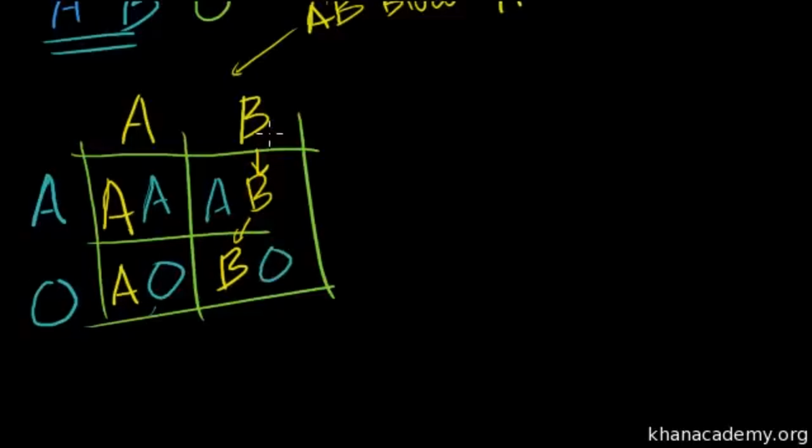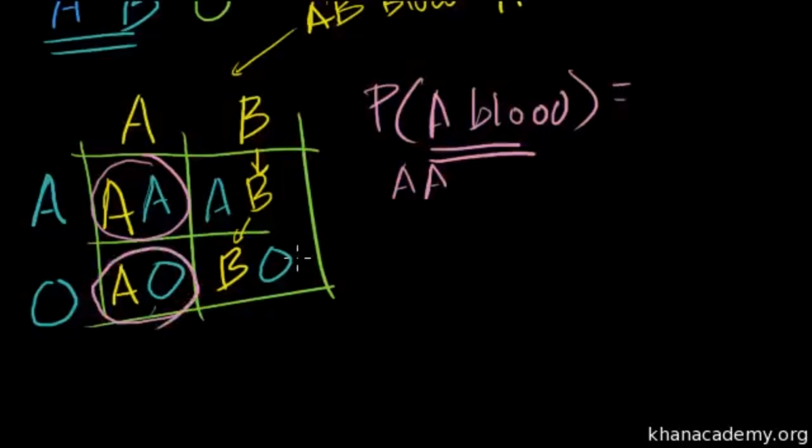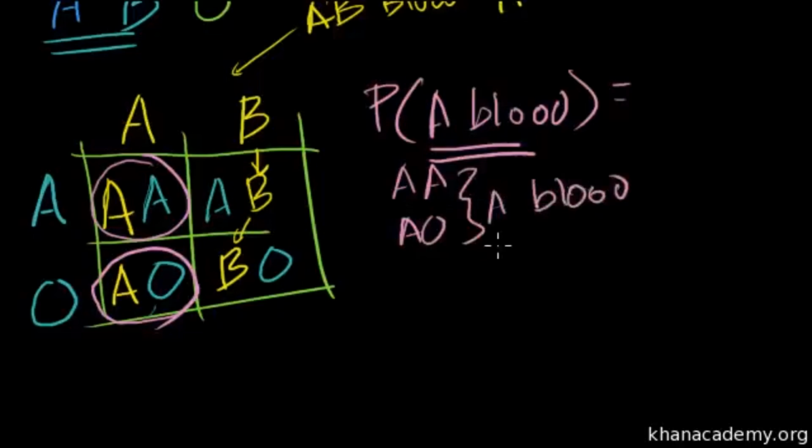So if I said, what's the probability of having an A blood type? And once again, we're talking about a phenotype here. So which of these are an A blood type? This one definitely is, because it's AA. If you have two A alleles, you definitely have an A blood type. But you also have an A blood type phenotype if you have an A and then an O. O is recessive. So this is also going to be an A blood type. So AO, these are both A blood. So there's a 50% chance, because 2 of the 4 combinations show us an A blood type.